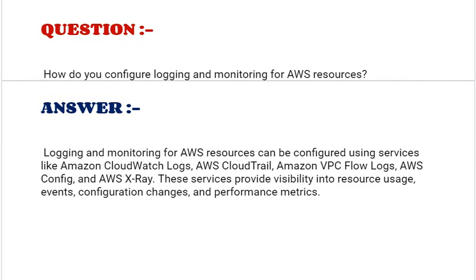Our next interview question is: how do you configure logging and monitoring for AWS resources? Your answer should be: logging and monitoring for AWS resources can be configured using services like Amazon CloudWatch Logs, AWS CloudTrail, Amazon VPC Flow Logs, AWS Config, and AWS X-Ray. These services provide visibility into resource usage, events, configuration changes, and performance metrics.